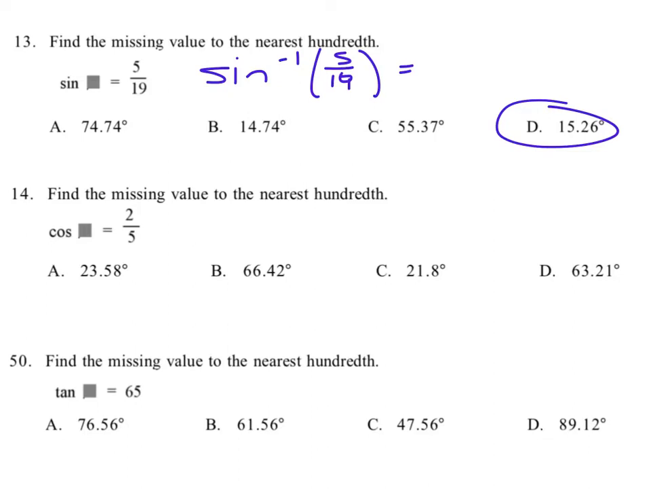Okay, so we're going to do the same thing for cosine. We're going to do the inverse cosine of the ratio. And when we do that, we get 66.42 something something. B.